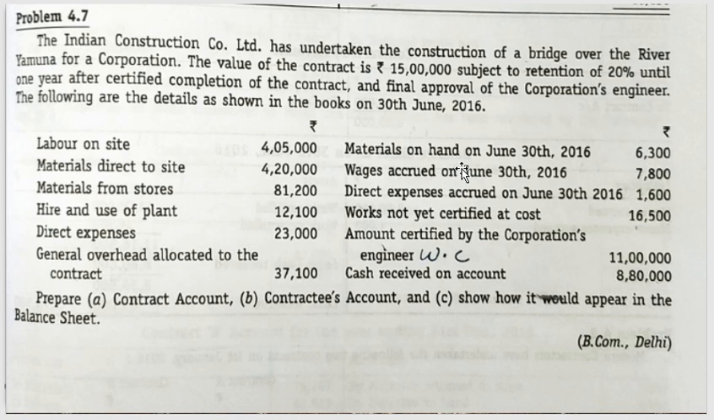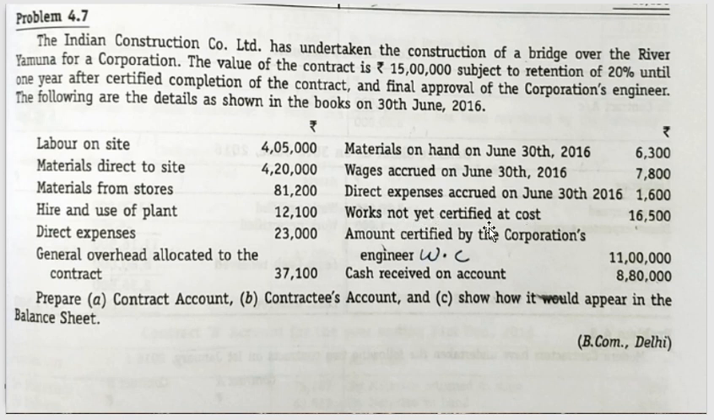In your credit side, materials on hand on June 30th, 2016. Wages accrued on June 30th, 2016 will be appearing in your debit side. Direct expenses accrued on June 30th, 2016 will appear in the debit column, which is nothing but your outstanding expenses which you're supposed to pay, so it will be appearing in your debit side.